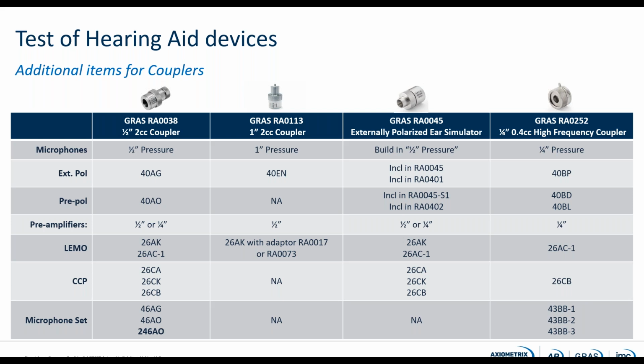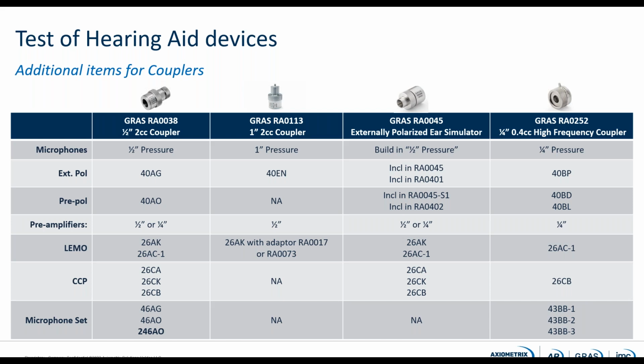And when you buy them as a set, then you will have some extra with the microphone or microphone set, as you will have TEDS data. It means there's a little chip inside the amplifier, and this chip is actually programmed with calibration data for the microphone. Microphone sets. We also have a new microphone called the 46AO.